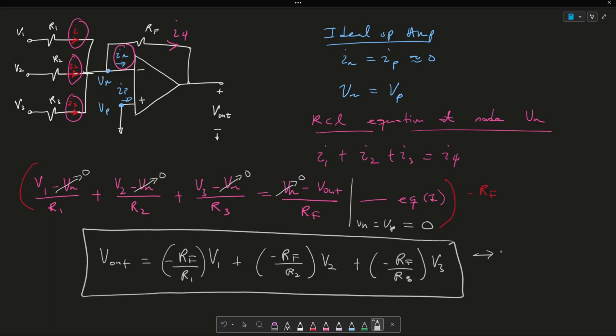This is also referred to as what's called the summer. The summer is called that because the output is the weighted sum. So this is the weighted sum of my inputs. I hope that makes sense.